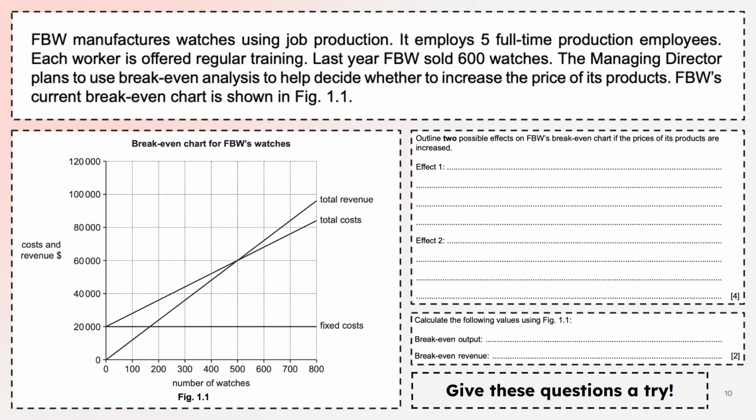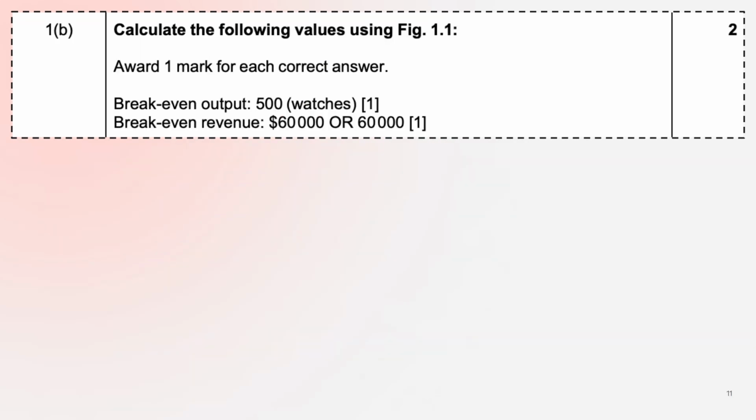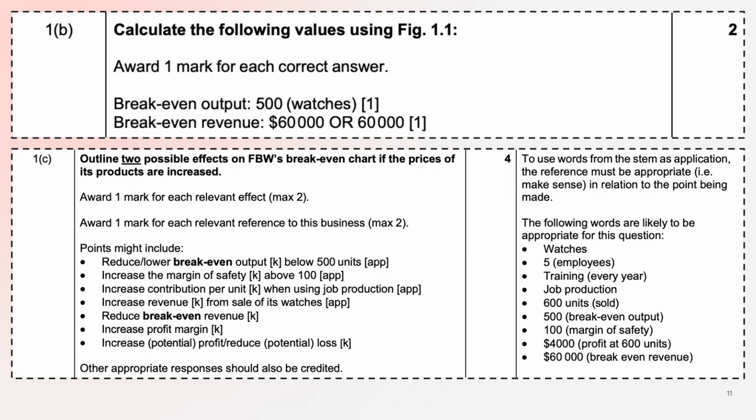All right, let's talk about the answers. Let's start with 1B, that second question we looked at. The break-even output, as we already said, is 500 watches, and the break-even revenue is $60,000. We already kind of went over that. I just thought that I would include that because it's very important for the exam. There are constantly questions like this about break-even analysis.